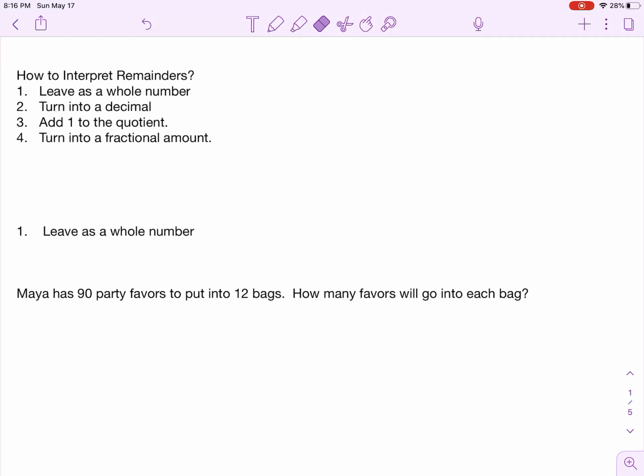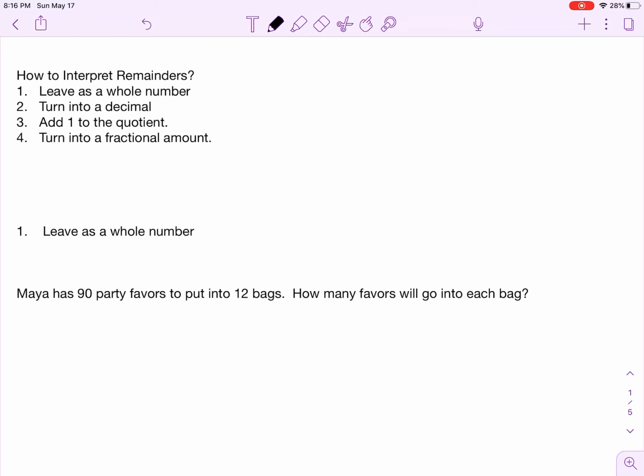And let's take a look at how we would interpret remainders. Last week, our lesson focused on dividing numbers without remainders. This week, we're going to add in a new layer on how to interpret remainders when completing division problems. So we have 4 choices when we look at remainders.